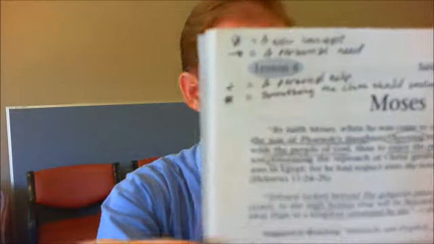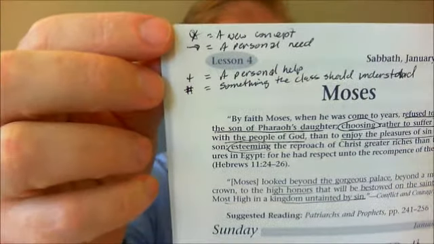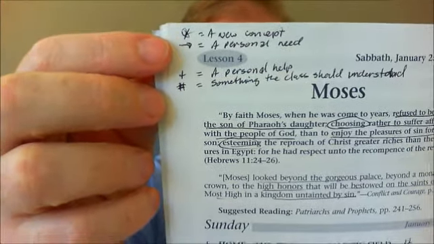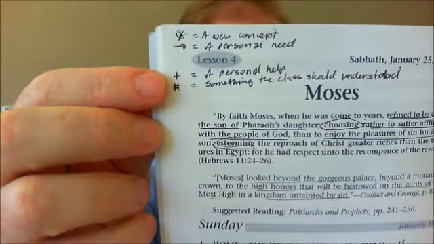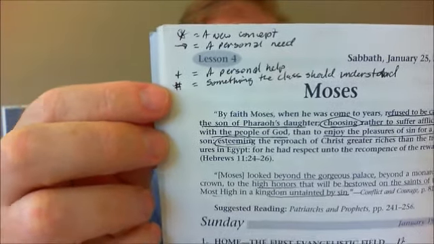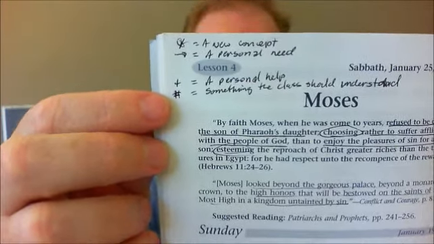Now, we're also looking at a method of markup I'm encouraging, and that is this. You can see there we've got some symbols. I use the asterisk for a new concept, the arrow for a personal need, the plus symbol for a personal help, and the hash symbol for something the class should understand. I use that quite extensively throughout my lessons as a way of honing in on the main points of the lessons, as you can see there using those hash symbols.